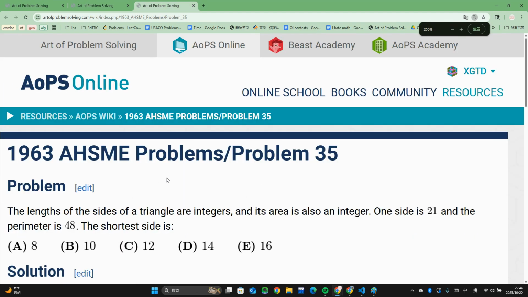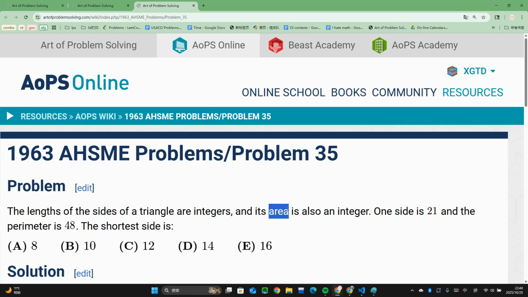The lengths of the sides of a triangle are integers, and its area is also an integer. One side is 21, and the perimeter is 48. We're trying to find the shortest side. Since they're all integers, we're probably going to be doing a little bit more algebra than actual geometry. This problem probably belongs more in the algebra section than geometry. But it doesn't matter. The area is an integer.